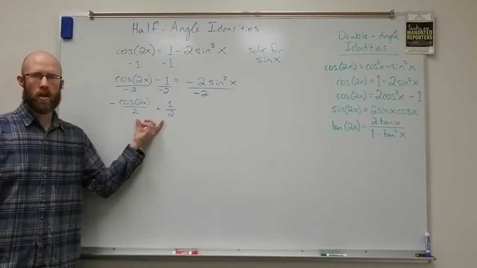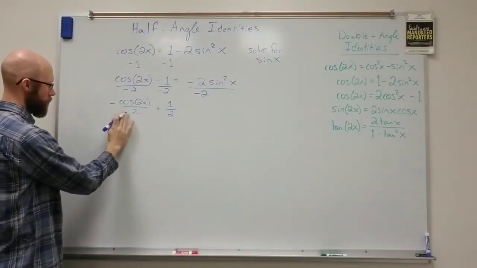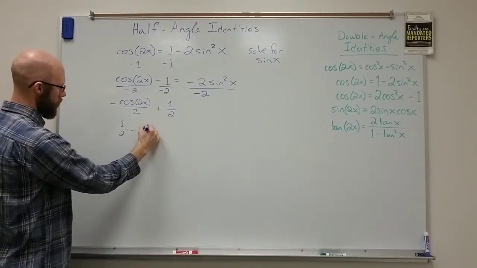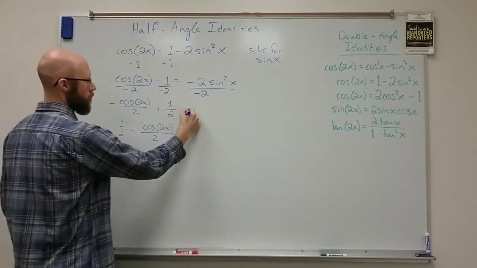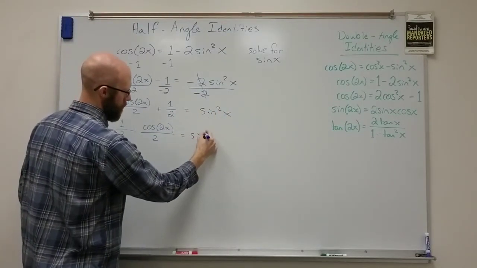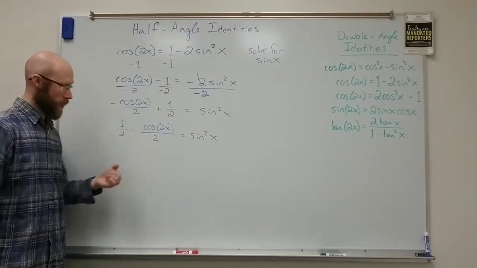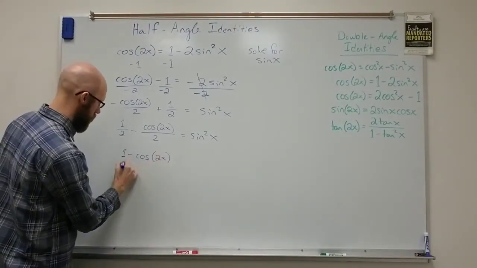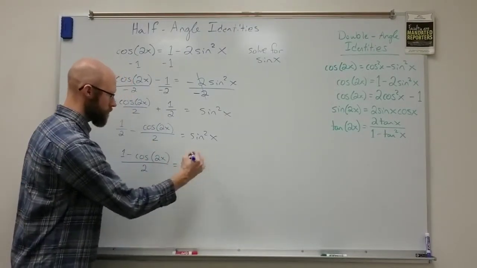Of course, we could reorder these so that the minus is in the middle. It'd be 1/2 minus the cosine of 2x all over 2. And of course, on the other side, we just have the sine squared of x. And finally, because these have a common denominator, we could add them together and call this 1 minus the cosine of 2x all over 2 equals the sine squared of x.